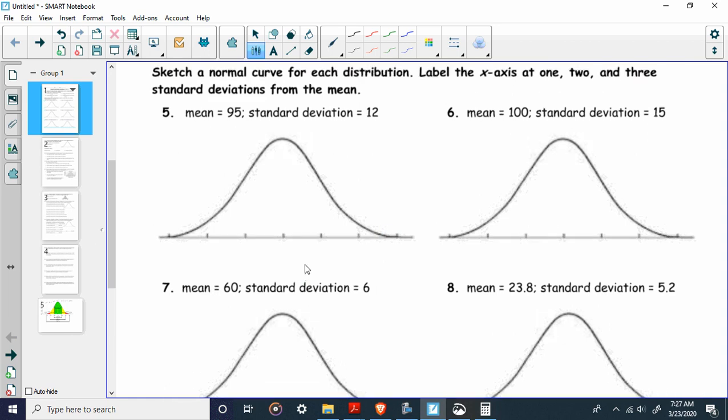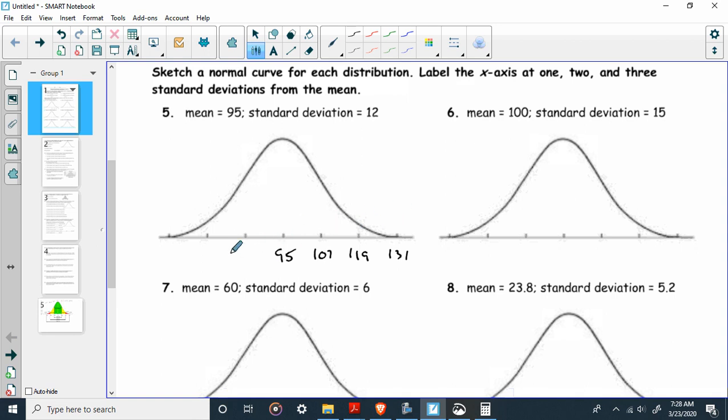Sketch a normal curve for each distribution. Label the x-axis at 1, 2, and 3 standard deviations. Yes, this is still the x-axis going across. So what's your mean? Your mean is 95. What's 95 plus 12? That's going to be 107. What's 107 plus 12? That's going to be 119. What's 119 plus 12? That's going to be 131. So again, I added 12, I added 12, and I added 12.